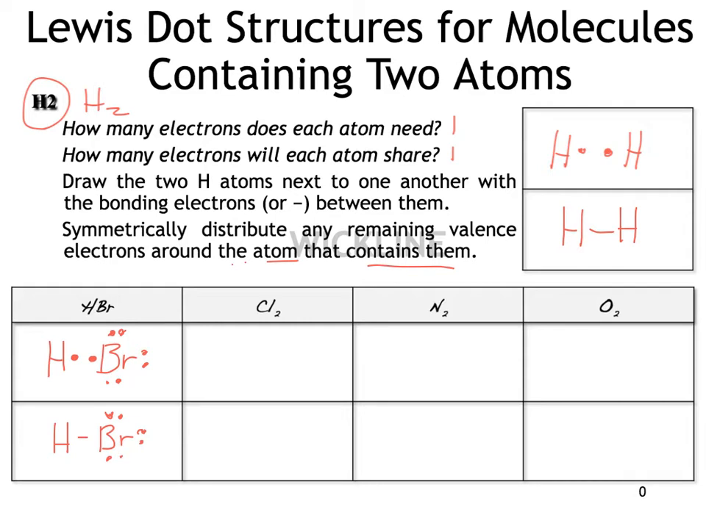Alright, now I'll do chlorine for you as well, and then I'll ask you to take a guess at nitrogen and oxygen. So for chlorine, again, this is structures for molecules containing 2 atoms, so you just draw them next to each other. Each is in group 17, so each has 7 valence electrons, and that means each wants 1 valence electron, so each is going to share 1. So these are the 2 that each is sharing. And then remember each of them had 7, so you need to put in the other 6 for both atoms.